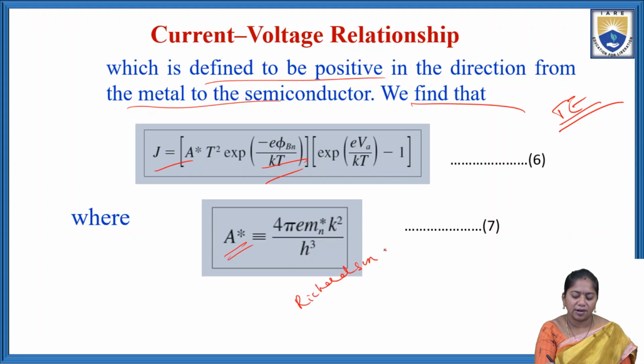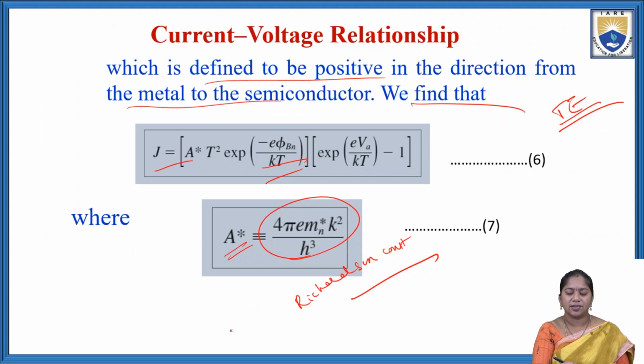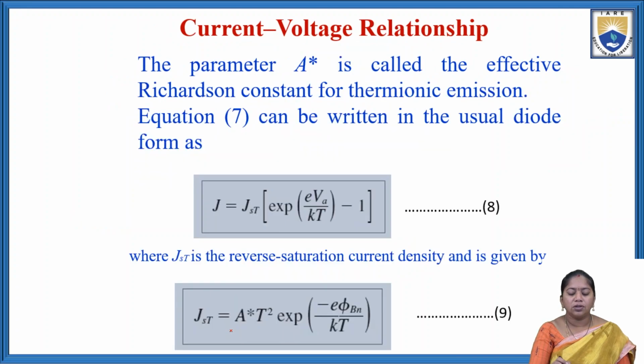The Richardson constant is different for different semiconductors. So the A star value is 4π mn star e k square by h cube, where A star is called the Richardson constant. The parameter A star is called the effective Richardson constant for thermionic emission.